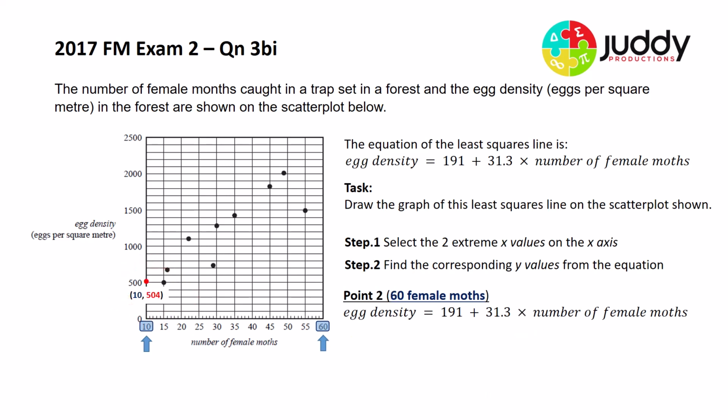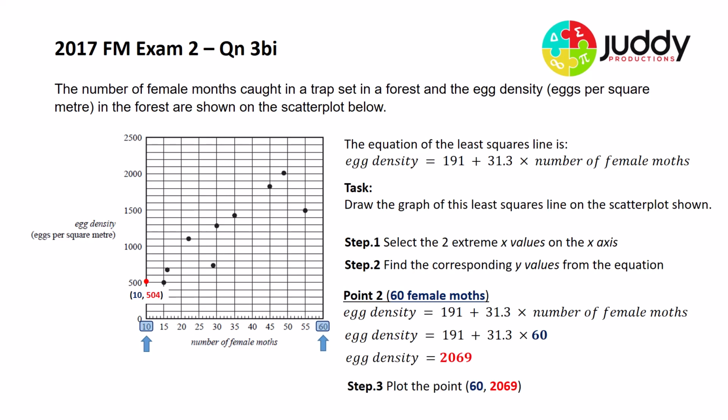We need to repeat this process now for the second point, where we're looking at 60 female moths. So we have our equation again. We substitute in the number of female moths as 60, and that provides an egg density of 2069. So here's our second point. So this point represents 60 female moths and an egg density of 2069. And we plot that. Point 1 from our minimum number of female moths at 10, and point 2 from our maximum number of female moths at 60.